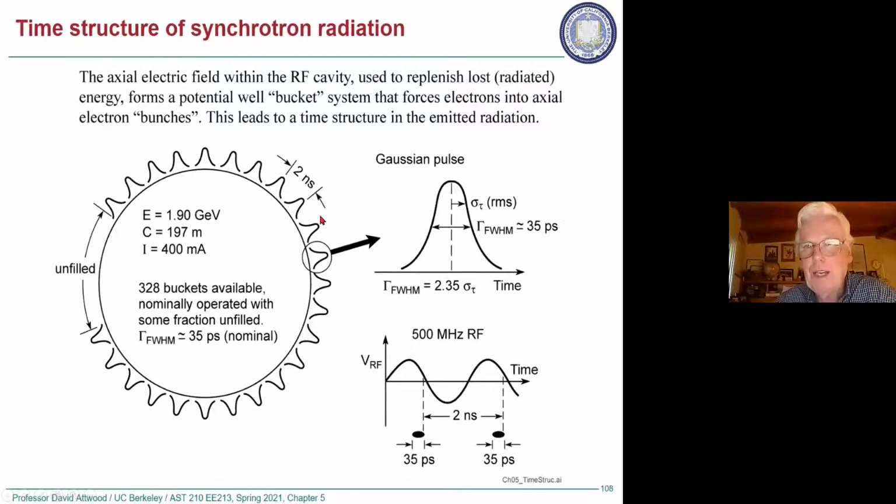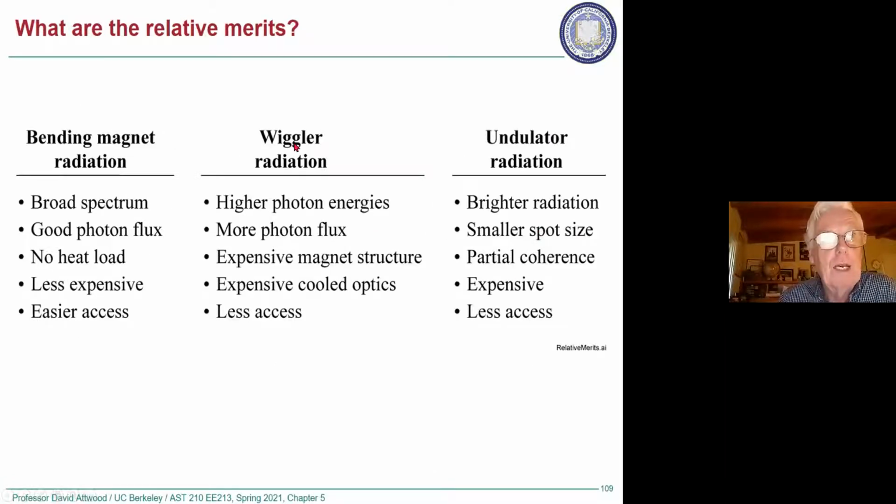This is about the time structure, which we talked about, right? At the ALS, the pulses of electrons are coming every 2 nanoseconds, and the width nowadays is around 70 or 100 picoseconds. I'm not quite sure what they're running right now. Oh yeah, this is interesting.